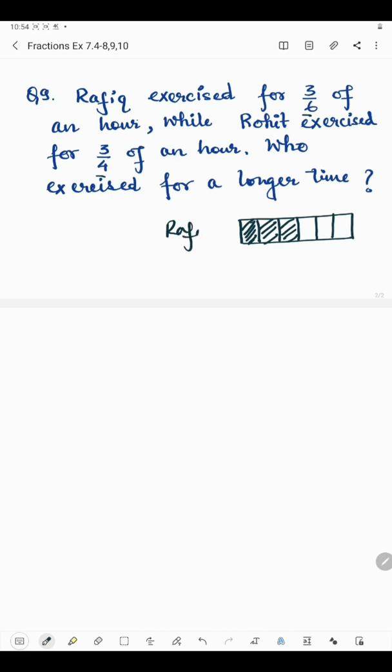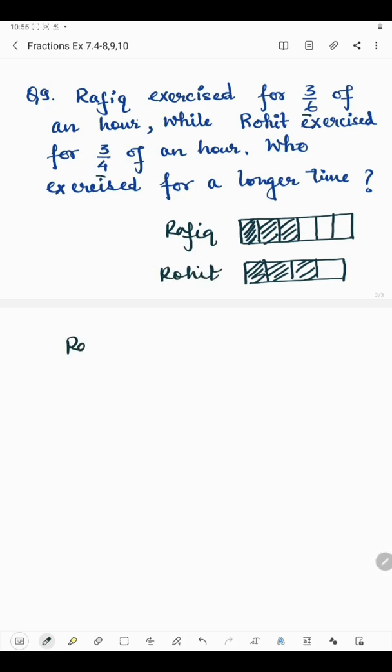Okay, this is for Rafiq. And Rohit exercised for 3 by 4 of an hour. So if this is 1 hour, and I make this into 4 parts, 1, 2, 3, 4, then Rohit exercised 3 by 4 of an hour. So it's 1, 2, 3. Okay, this is for Rohit.